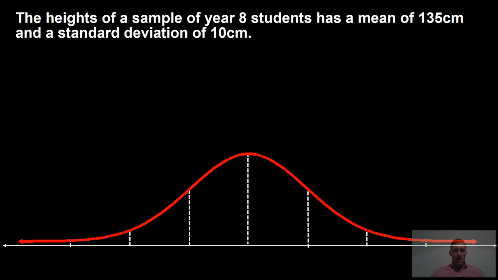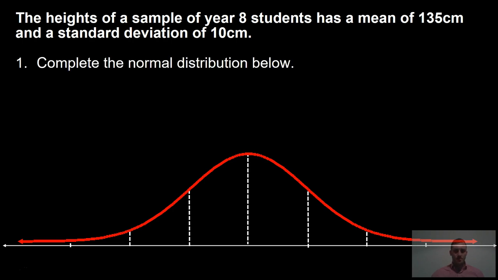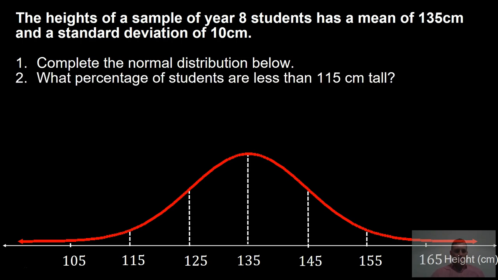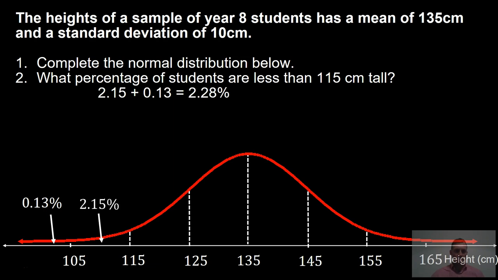The height of a sample of Year 8 students has a mean of 135 centimeters and a standard deviation of 10 centimeters. Complete the normal distribution below. So we write in height on our axes and we know a mean of 135, and now we plus and minus 1 standard deviation, and we plus and minus 2 standard deviations, plus and minus 3 standard deviations. What percentage of students are less than 115 centimeters tall? Again, we add together the area, the percentage of the area below 115 centimeters. So we add them together and we get 2.28%.